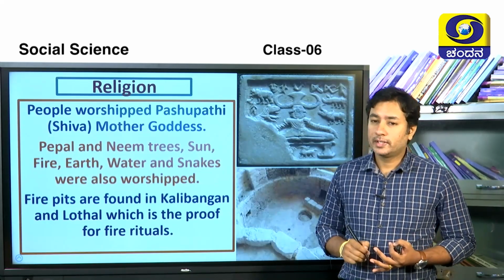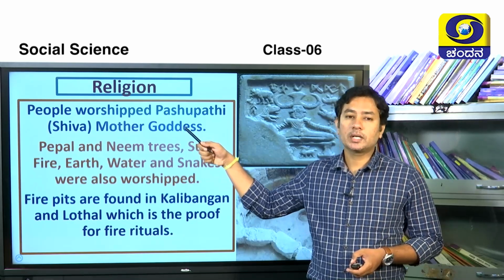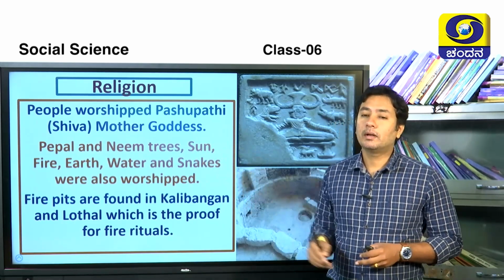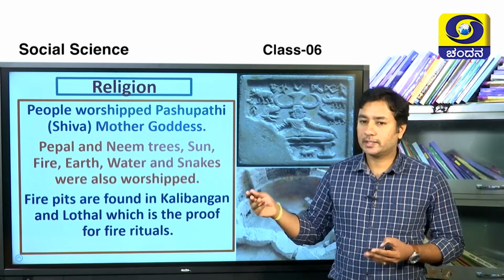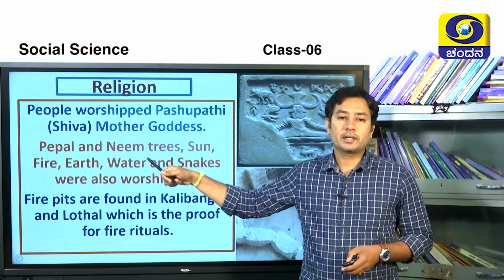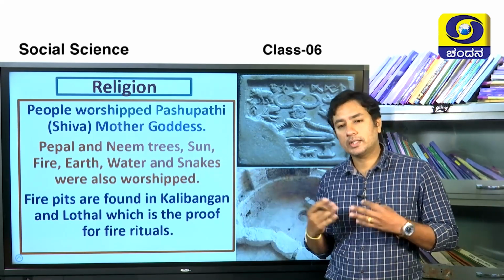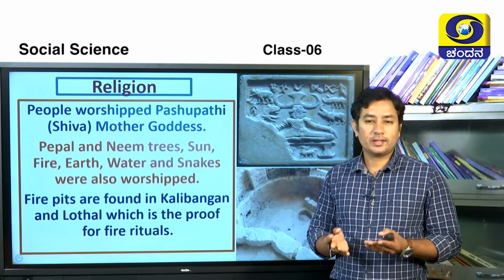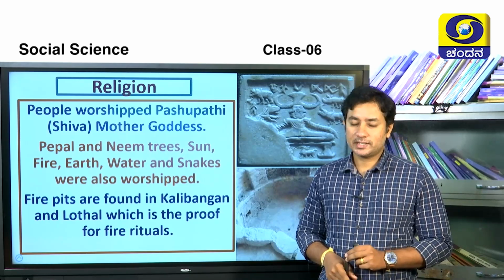What sort of religion would they have practiced? The people worshipped Pashupati. It is nothing but Lord Shiva. And next is the mother goddess, which you have seen in the previous slide. People worshipped trees, the neem tree, sun, fire, earth, water, snakes, all these things. So we are also just like this, right? So we have inherited from the Indus Valley civilization, I think.